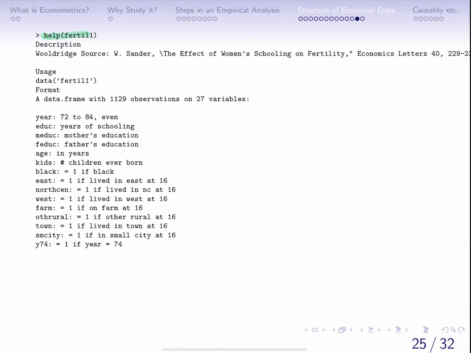Again, you can use the help command to look into this data set, Fertil1, and this is examining the effects of women's schooling on fertility. So what has happened as more women have gotten educated over time? This is published in Economics Letters. If you do this, it should appear in R, and I think it's a good idea to do this side by side. And then you can look over here, it says it has 1,129 observations on 27 variables.